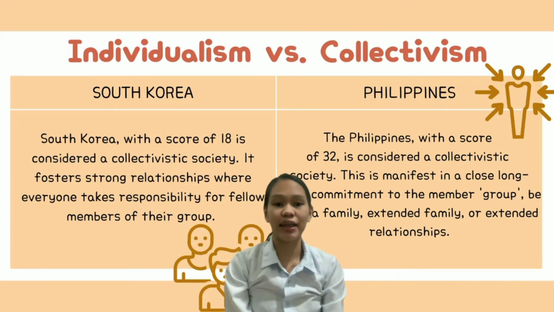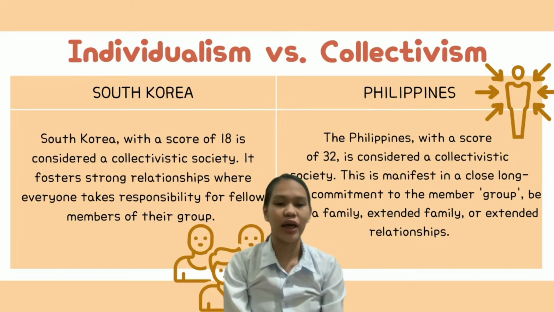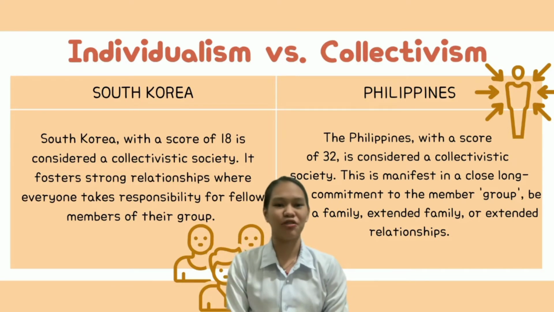May consider sila as collectivist society. So, the Philippines got 32 estimated score, and South Korea got score of 18 only. So, in the Philippines, we all know that most of us are family-oriented. We always think of our family before we do anything.